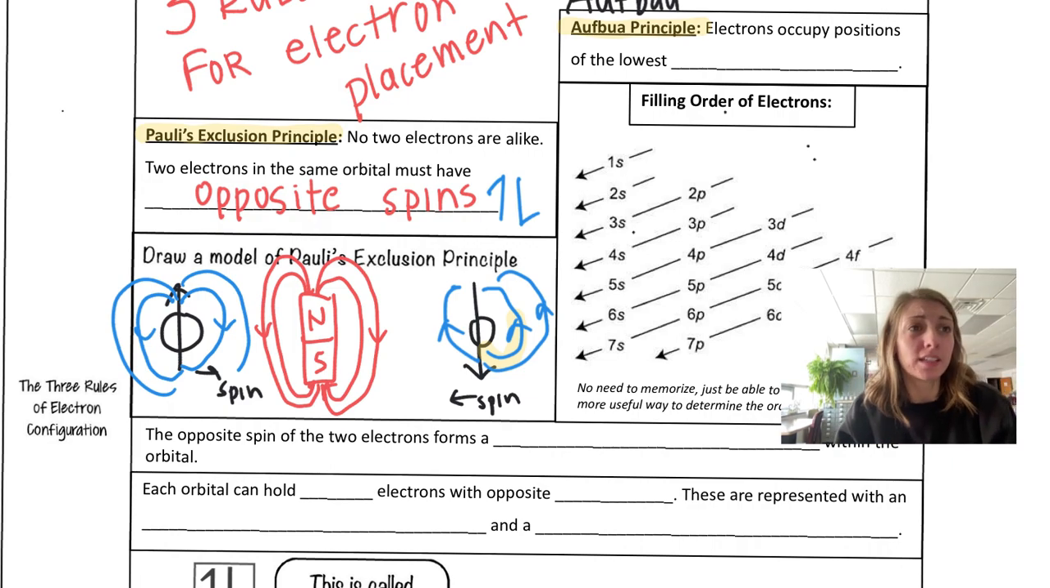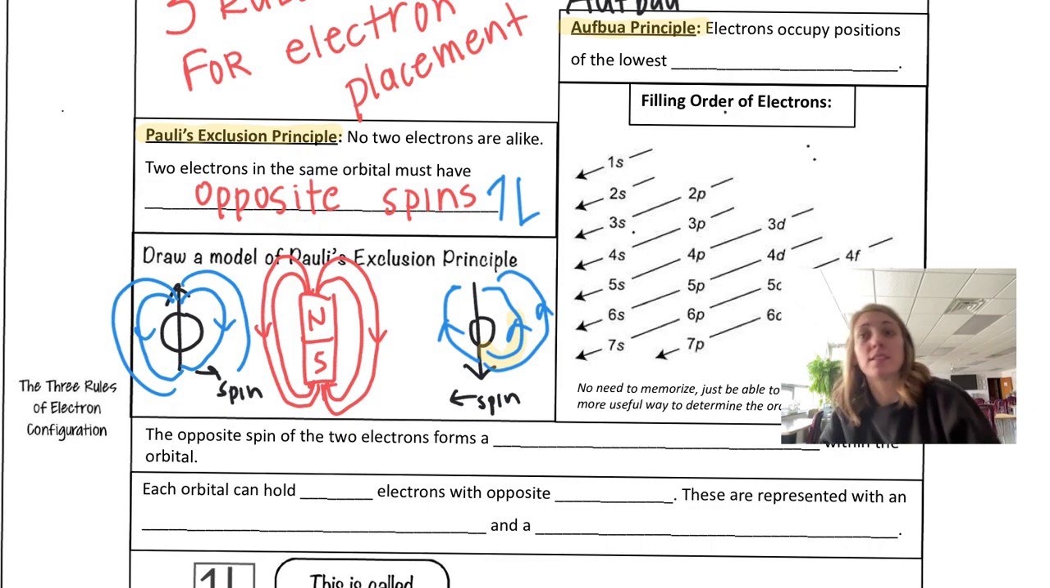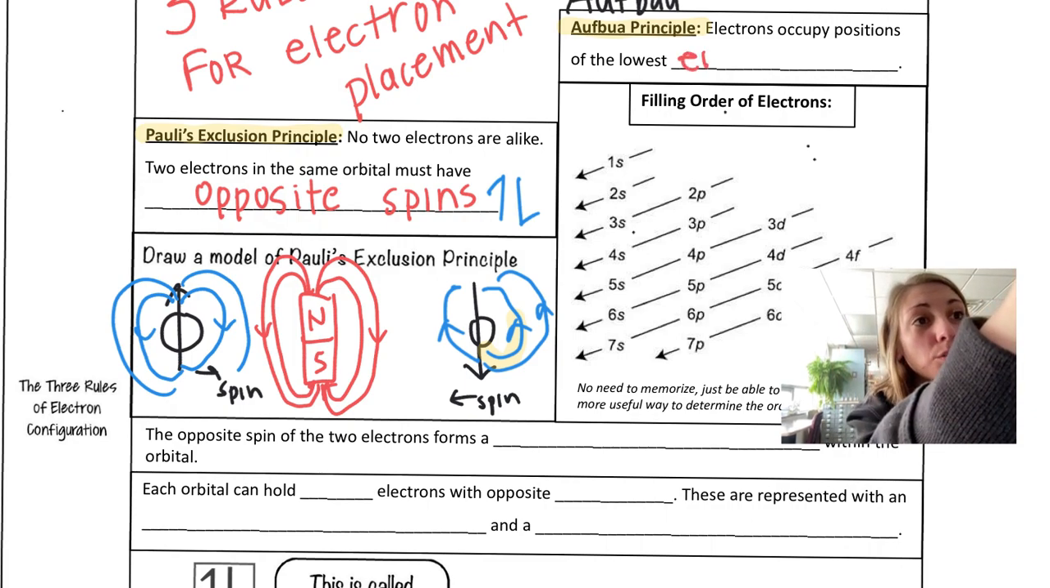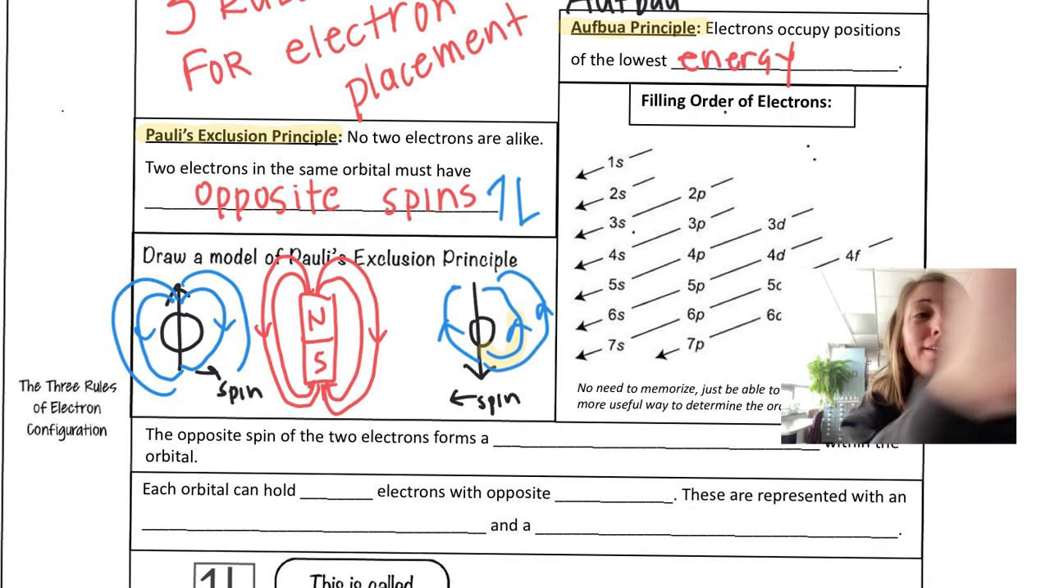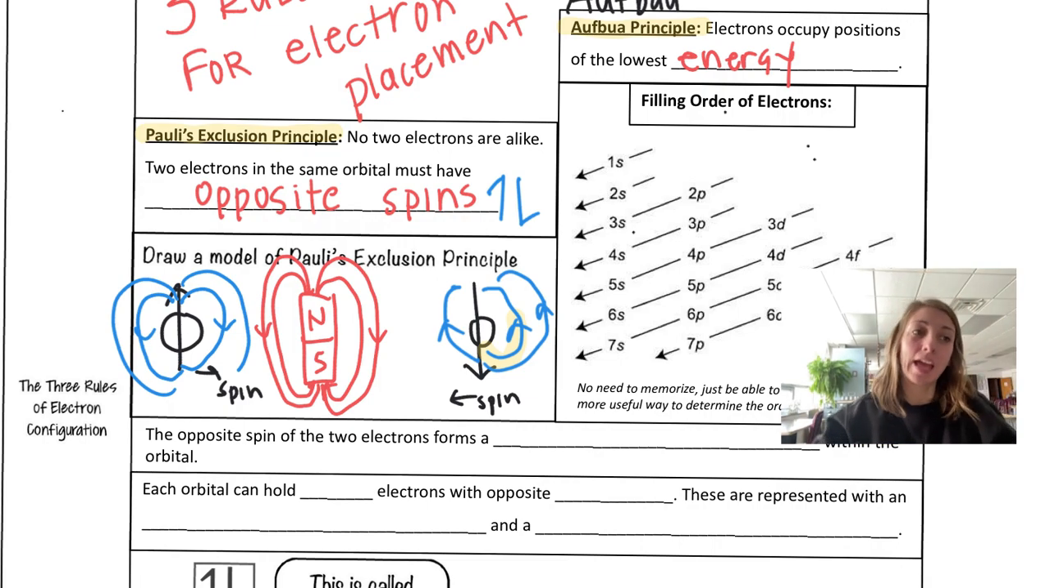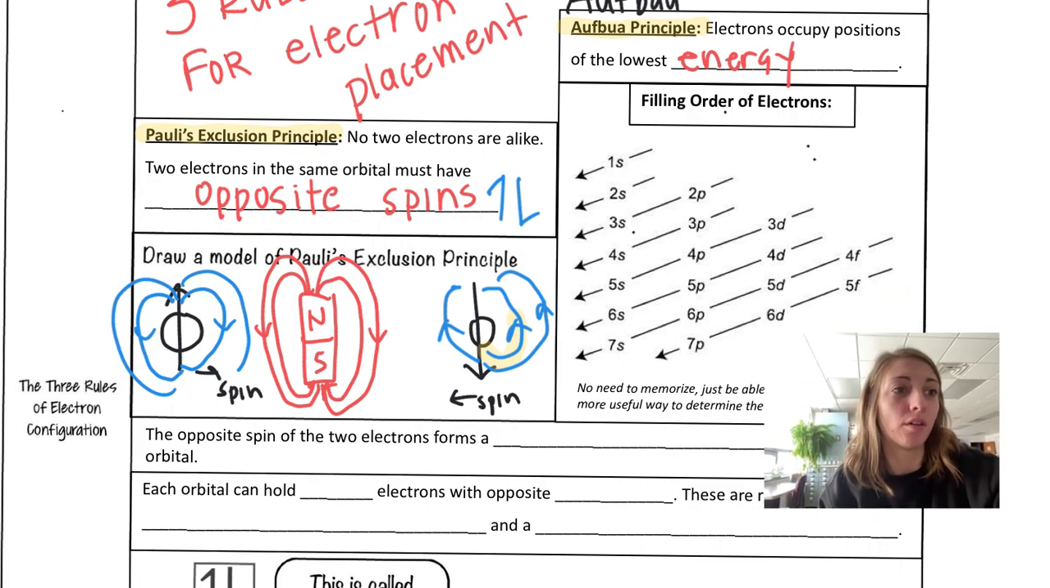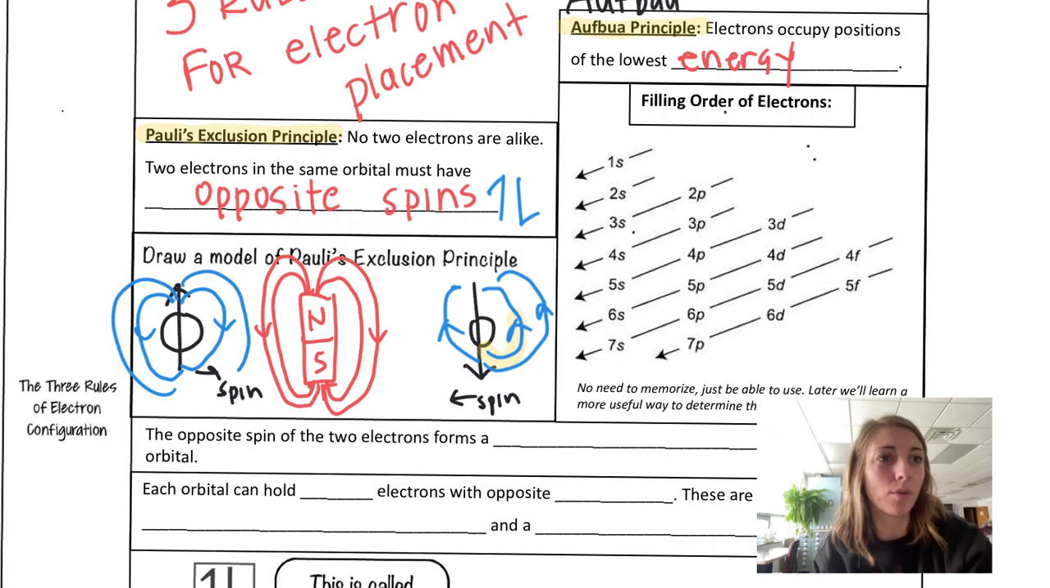Okay, next is the Aufbau principle. This is that electrons are going to go to the lowest energy state available. This is just how nature goes, right? Things tend toward the lowest possible energy state. And so here we have a little guide to help you know what that order is, because it's not always the easiest. It starts out, the first energy level just has the s orbital. The second energy level just has the s orbital, and then you go up to the 2p orbital.